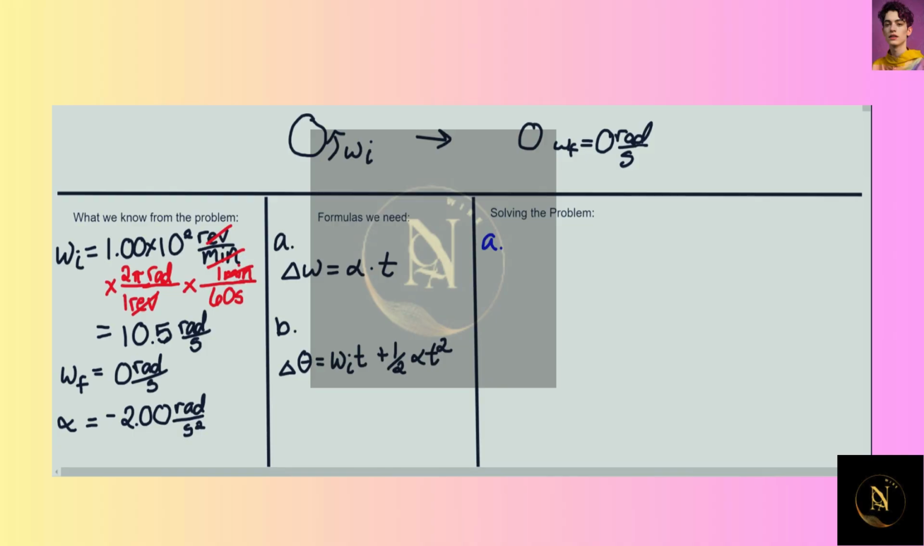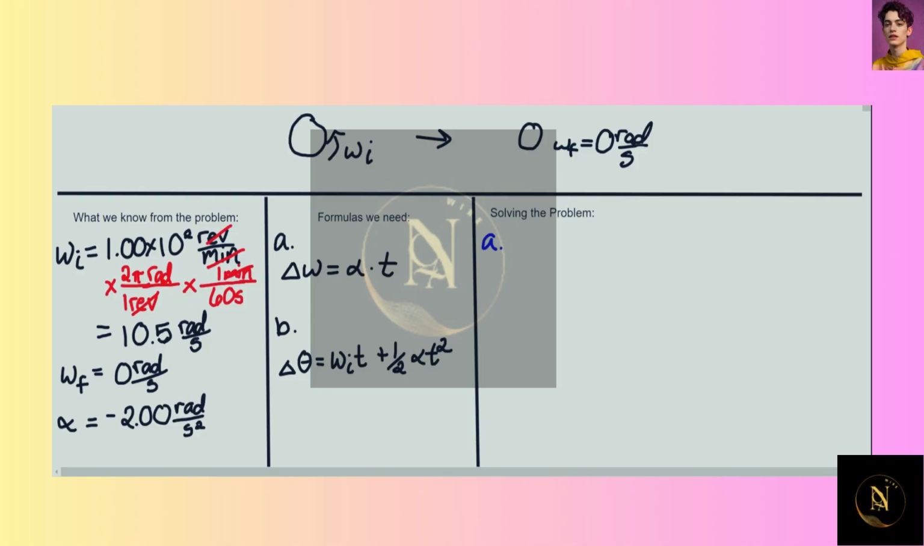So let's start with what we know from this problem. In the problem, it gives us the speed that the wheel starts at, which is omega I, and it tells us it's 1 times 10 to the 2 revolutions per minute. It's important that right now we think about the units that we need to use in the formulas we're given. In the formulas you're given, you always need to use radians per second, radians and seconds. So revolutions per minute doesn't really help us very much. So we need to convert that answer into radians per second.